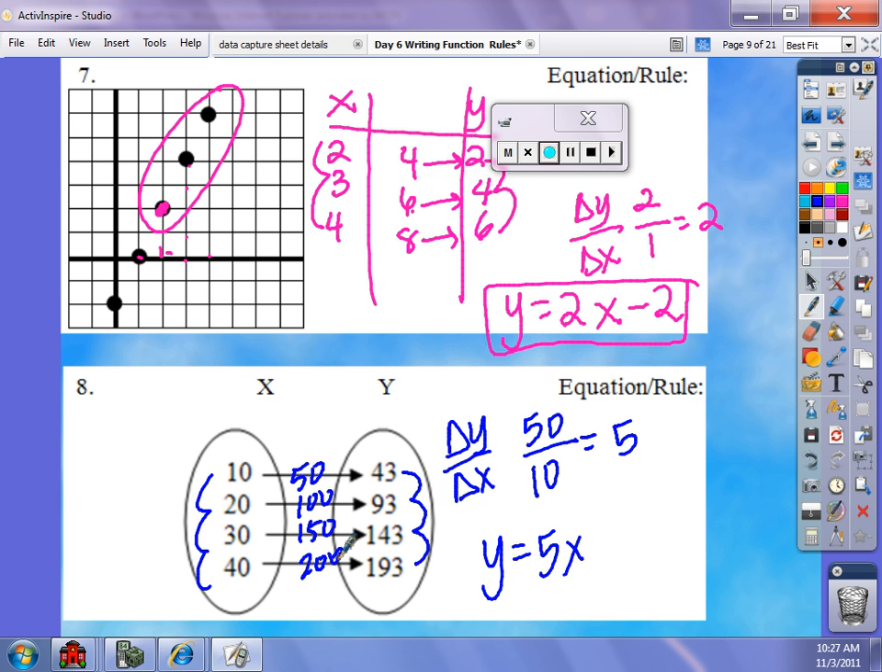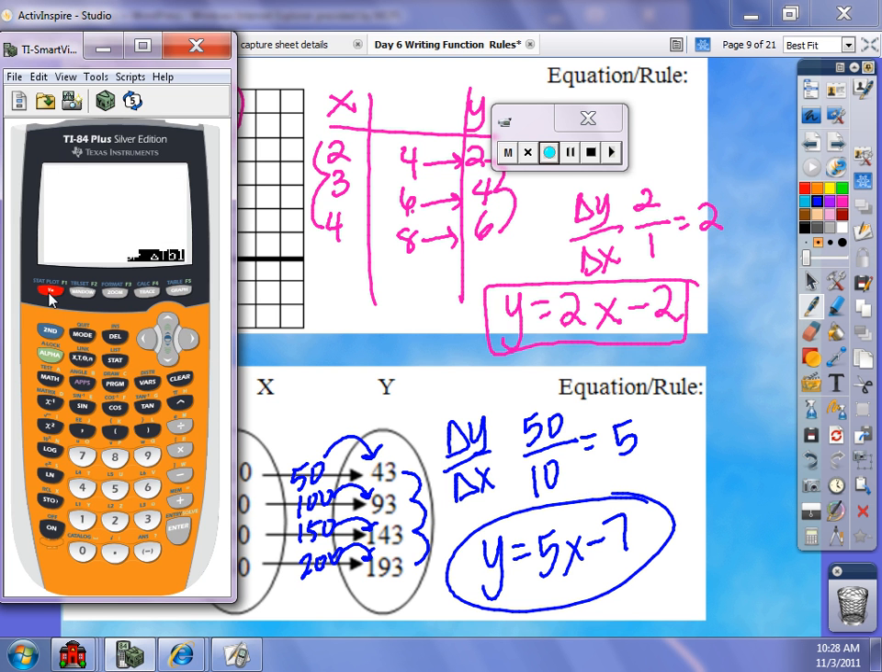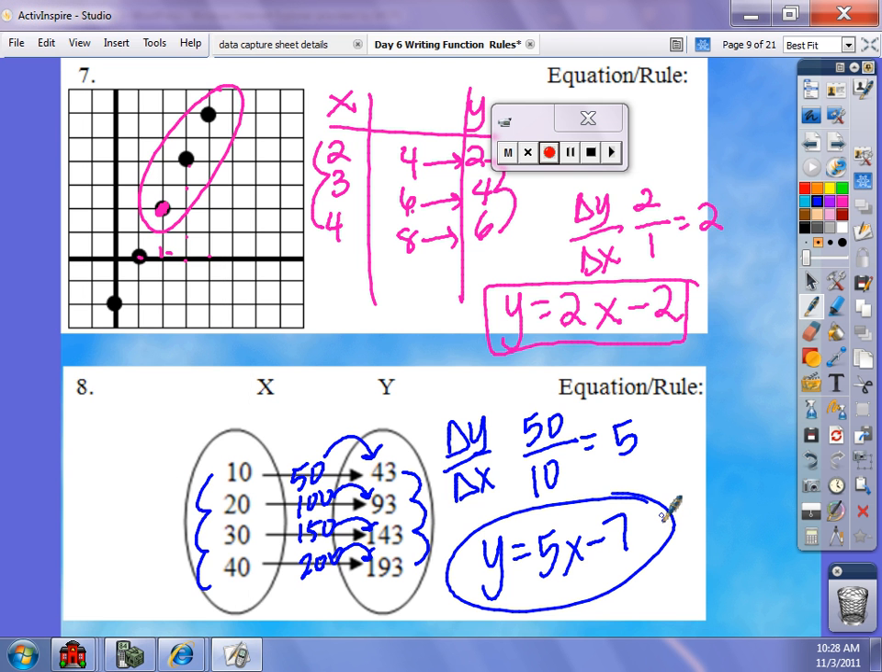Okay, so as you can see, it didn't work. But how do I get from 50 to 43? From 100 to 93, and so on. It looks like every time I can subtract 7. Okay, so if I go in and change this to 5x minus 7, it's working. Okay, so this is my equation. And that's how you find the function rule, or the equation, for a set of ordered pairs, or a table, or a mapping, or whatever you have.